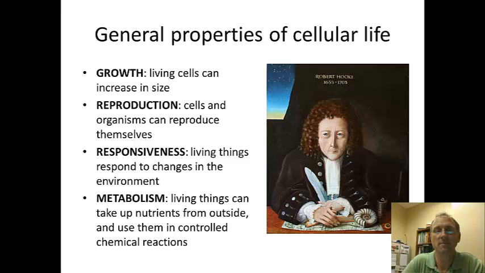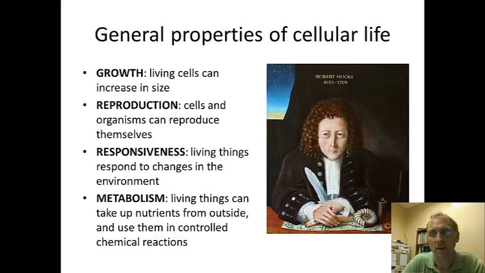Some properties of cells. The idea of the cell theory of life was first originated by Robert Hooke. You can see here in this picture. He was an English scientist from the 17th century who proposed the idea that all living cells originate from other living cells. What we now know as the cell theory of life.